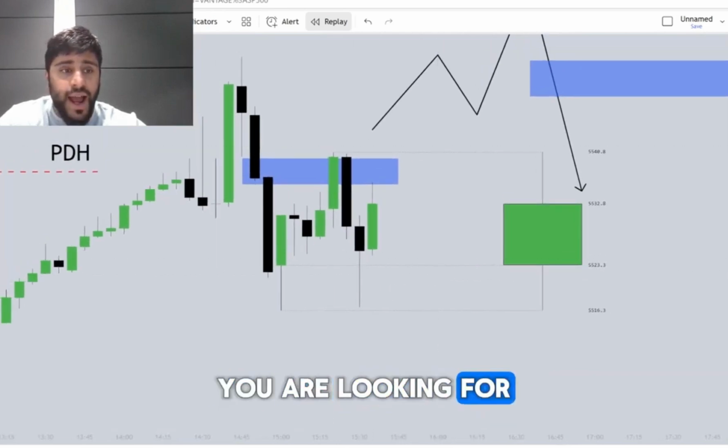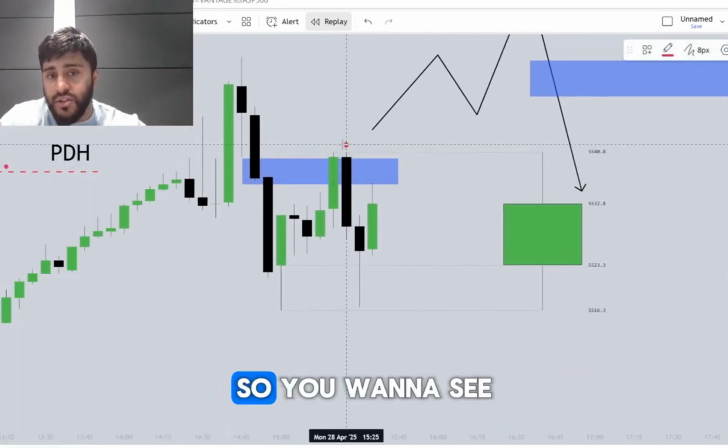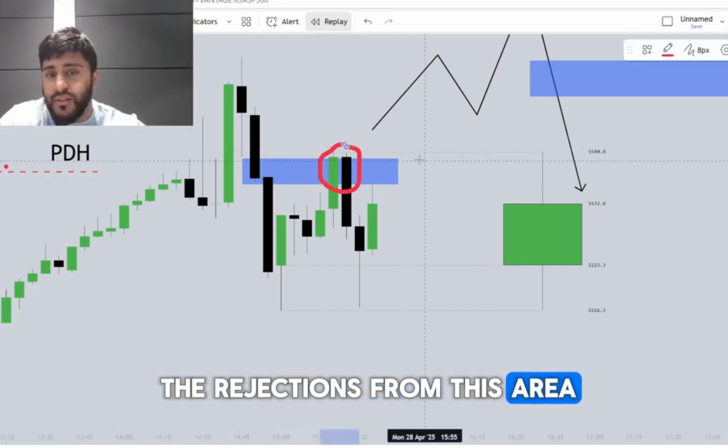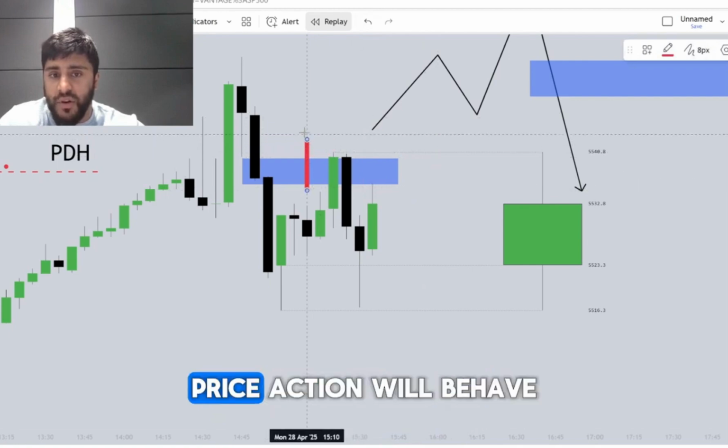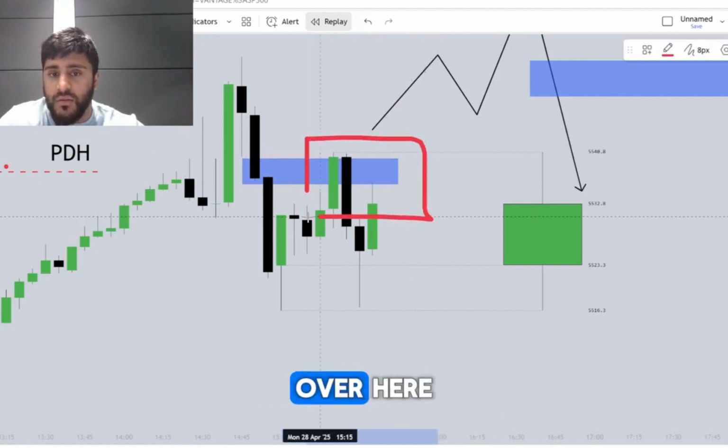For what you are looking for is how price behaves in this area. So you want to see the rejections from this area. You want to see the rejections of this area. So overall, what you need to understand is price action will behave in a certain way over here.